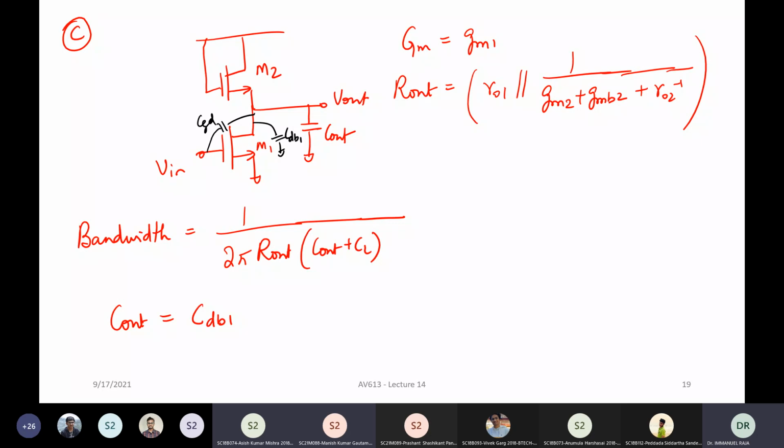CGD. Because of the Miller effect, it will turn out to be almost the same, CGD1. Then what else will you have? The bulk is connected to ground, so you'll have CSB2. And not only that, you'll also have CGS2. All these parasitic capacitances together form your C out in this particular case.